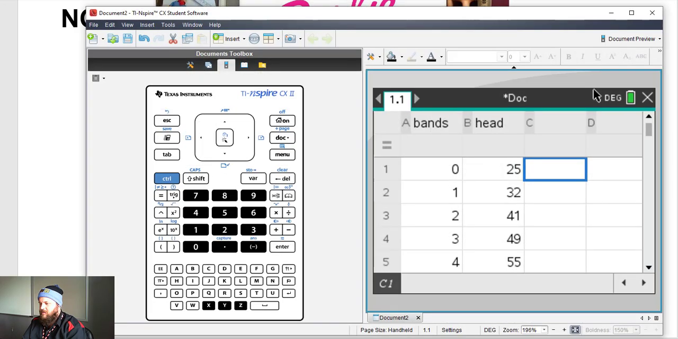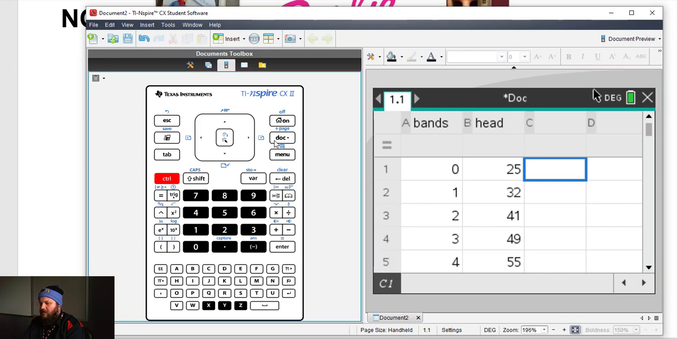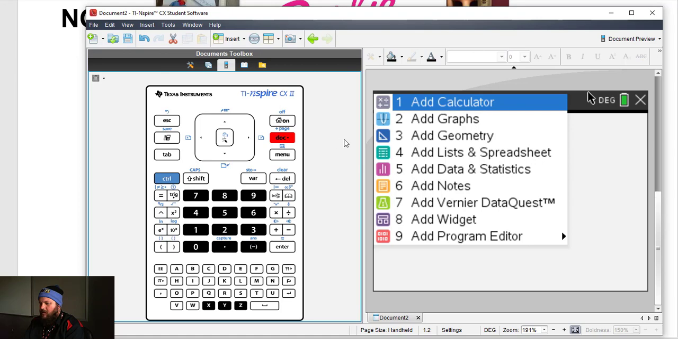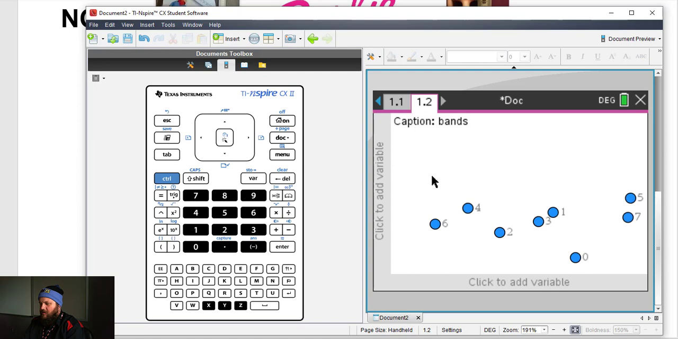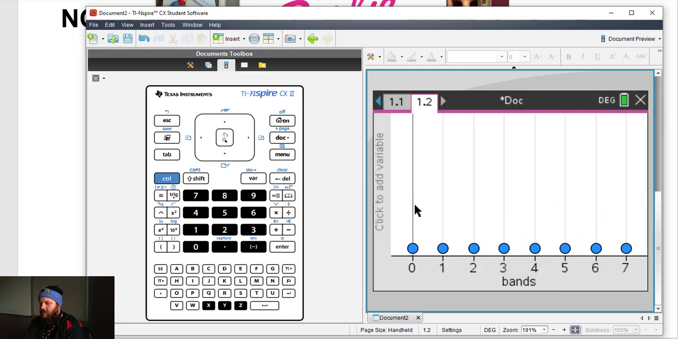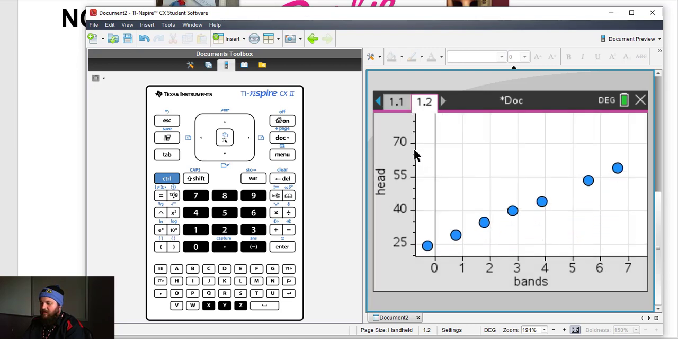On the calculator, let's go ahead and make this work. Now, to make a scatter plot, since I've labeled my columns bands and head, I'm going to hit Control, Doc for a new page. I want to make data and statistics. On the x-axis down here, I want to put the bands, because that was our explanatory. Response was her head, how low her head got, right? However many bands we put explained how low her head got. So that should give us a dot plot right there.